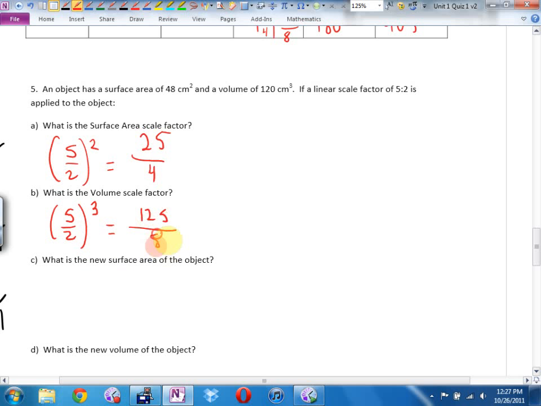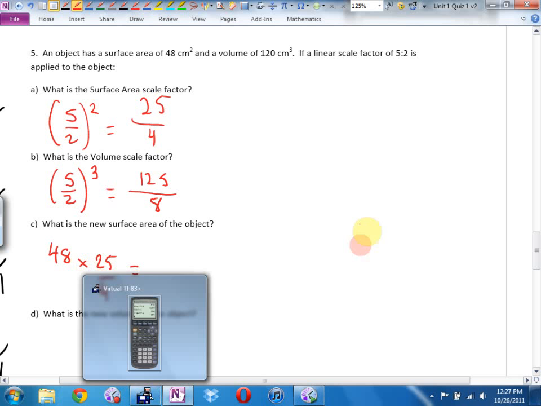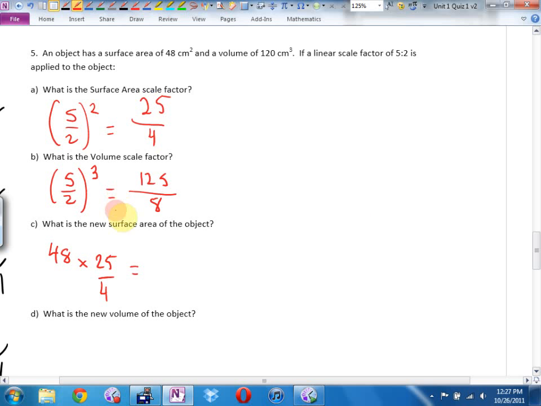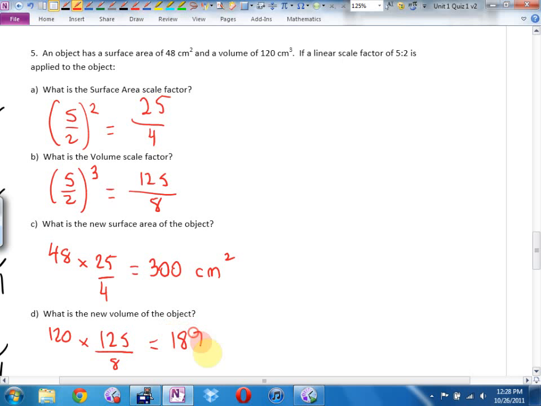What's the new surface area? Original surface area times area scale factor. 400? No. 300? What's the new volume? Original volume times volume scale factor. 120 times 125 divided by 8, 1875. One mark. Give yourself a little score out of 10 here.